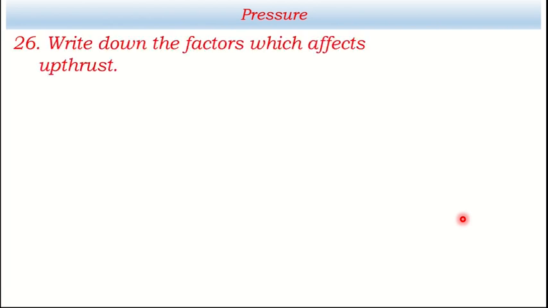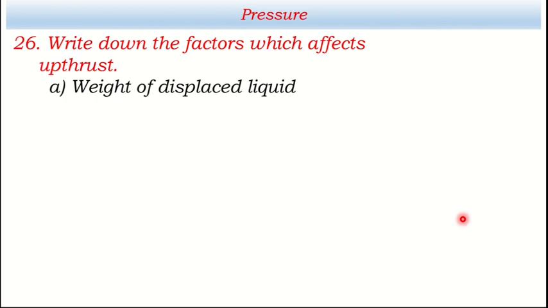Let's have another question. Write down the factors which affect upthrust. What are the factors? There are three major factors. First one, weight of displaced liquid. Upthrust depends upon the weight of displaced liquid. Okay, it can be understood very nicely with the help of a diagram.